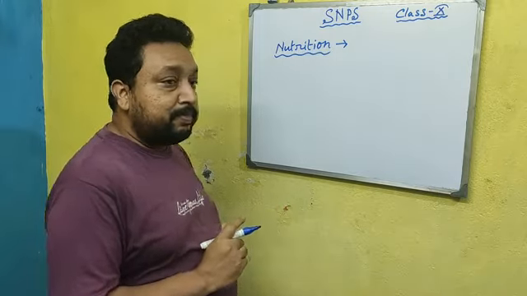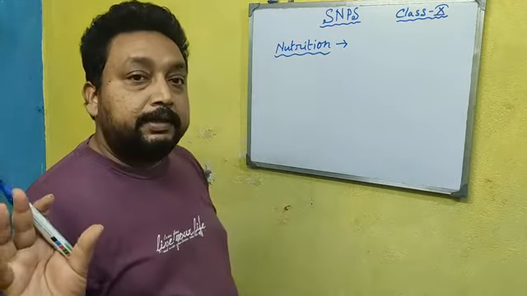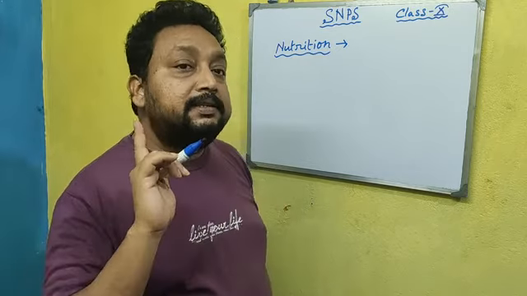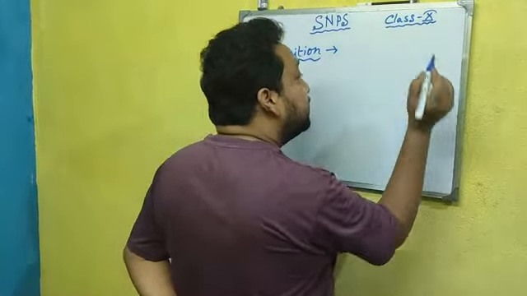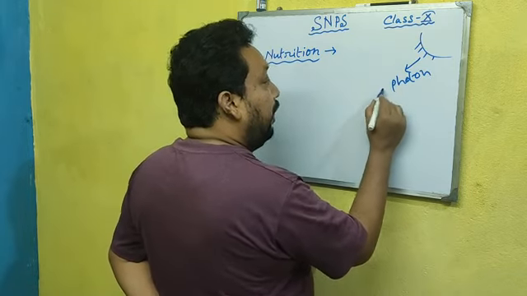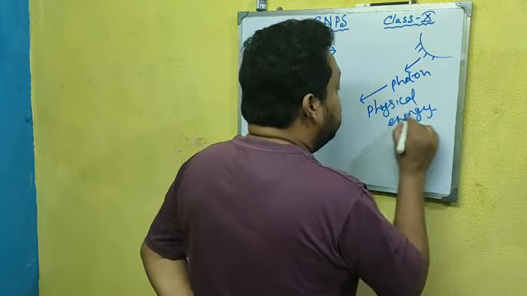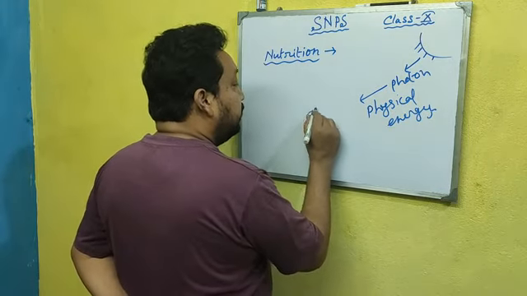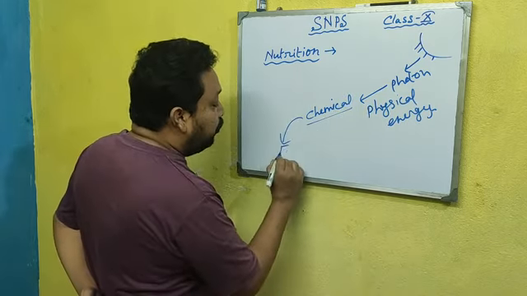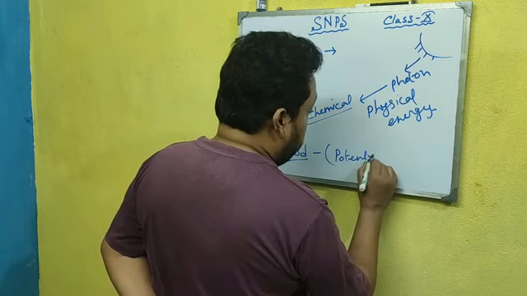So what is nutrition? In the first class, I said that in photosynthesis the only source of energy in the world is the sun and sunlight. Sunlight contains photon particles, and these photon particles are a physical energy which is converted into chemical energy in the process of photosynthesis and stored in food, that is, potential energy.